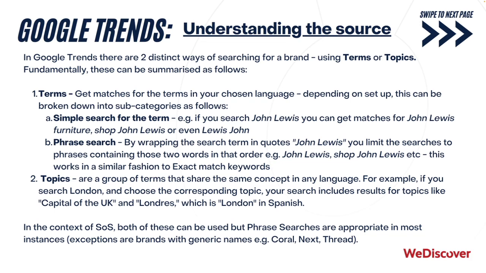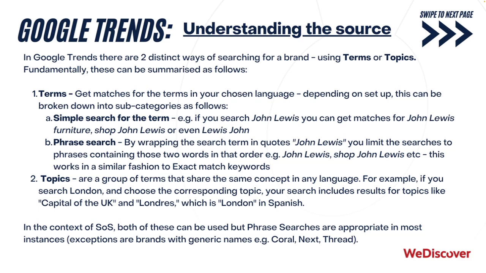Google Trends is fundamentally a tool, as I said, to understand the popularity of a search. Within that, there are two different ways that you can search for a given brand or topic: one is terms and one is topics. If you're familiar with Google Ads, terms are very similar to match types. So the idea is there are two different ways you can search.